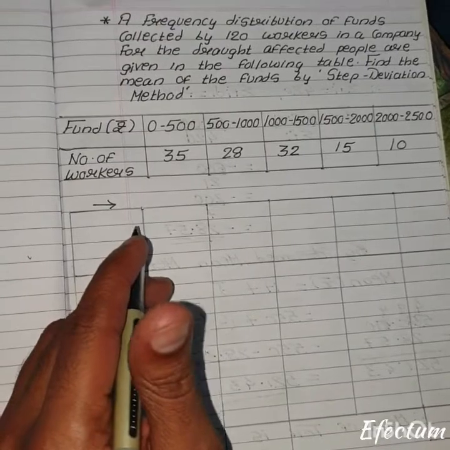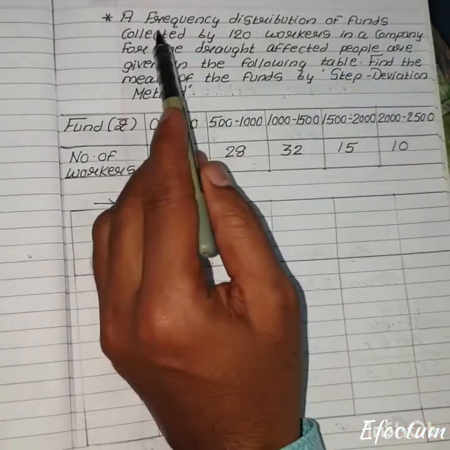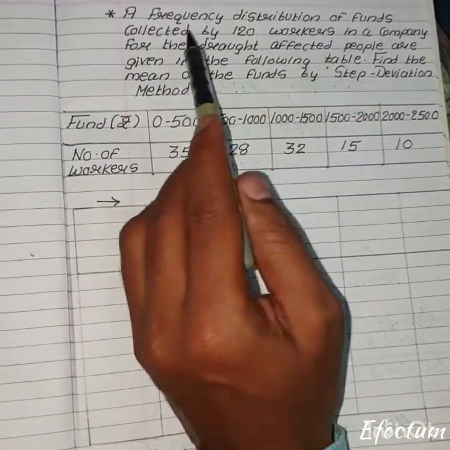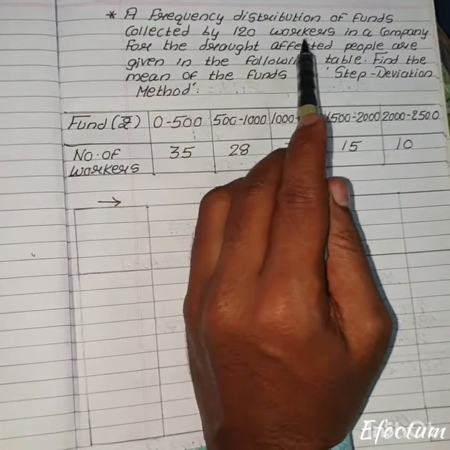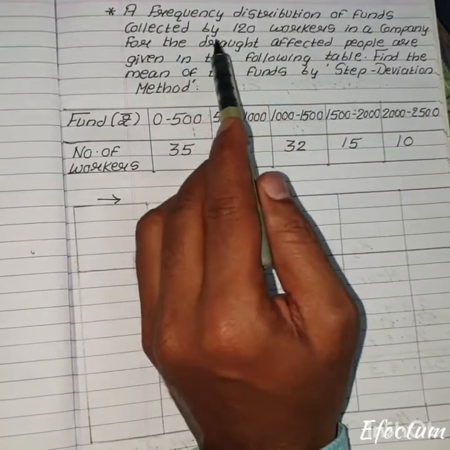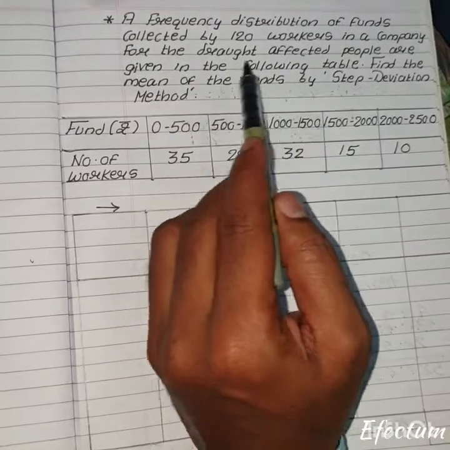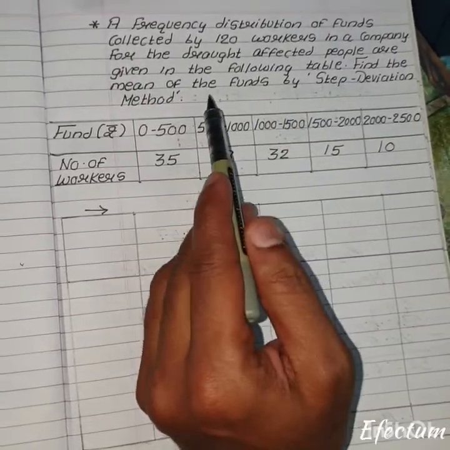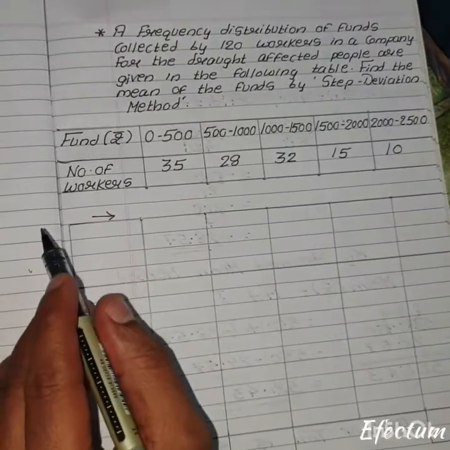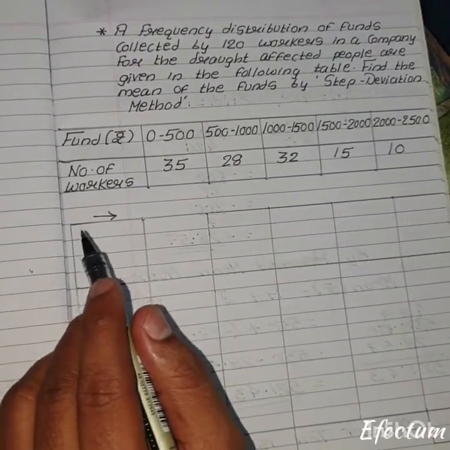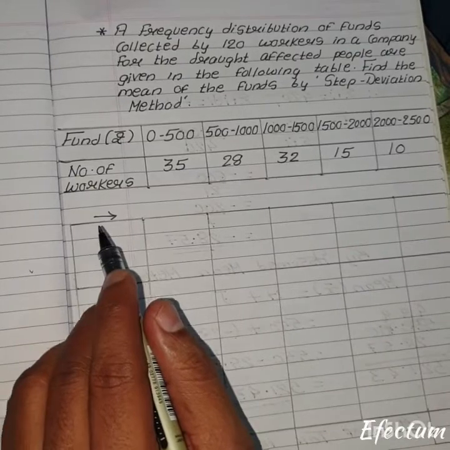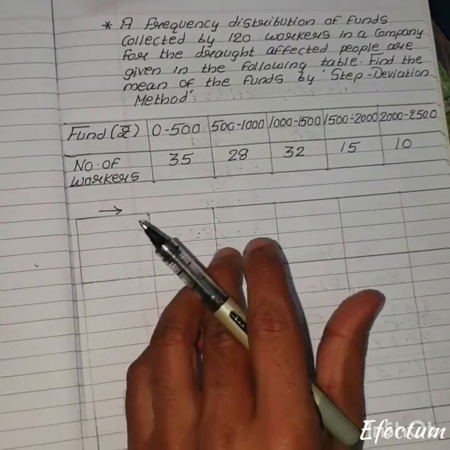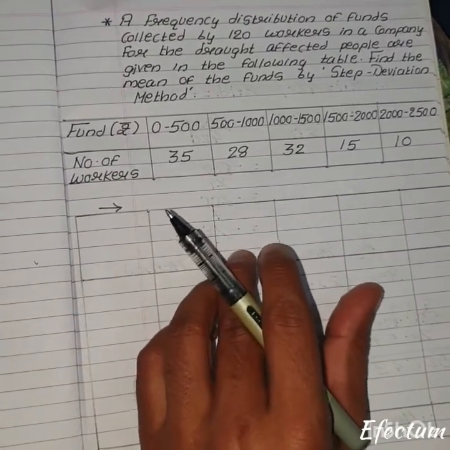Now let's see the next sum. In this sum, a frequency distribution of funds collected by 120 workers in a company for the drought affected people are given in the following table. Find the mean of the funds by step deviation method. Now in the previous example we have seen how to find the mean by direct method and by assumed mean method. In this sum we will see the next method, that is step deviation method.